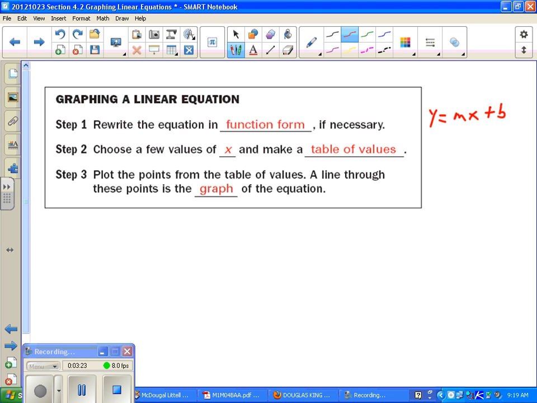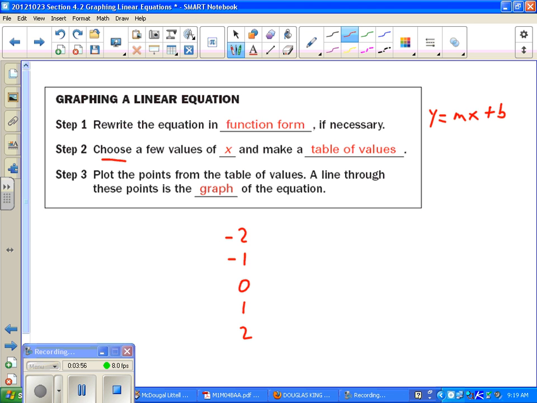Step two is to choose a few values of x. Notice it says choose. Don't choose numbers that are hard to deal with. As a rule of thumb, use easy numbers like -2, -1, 0, 1, and 2. Always use those unless they're going to give you a number that's not an integer, and we'll look in a second at what that means. It's very easy for most of us to multiply by 2, by 1 and 0. We can do those in our heads very quickly.